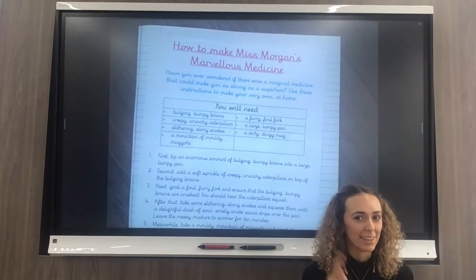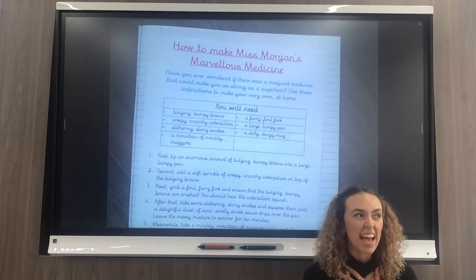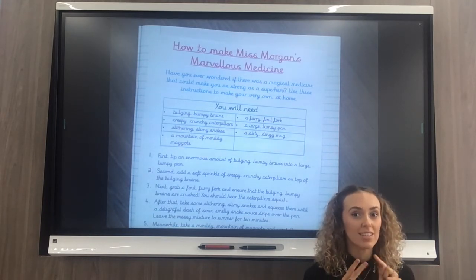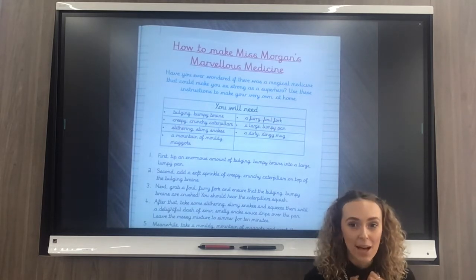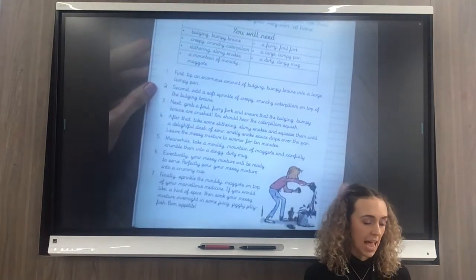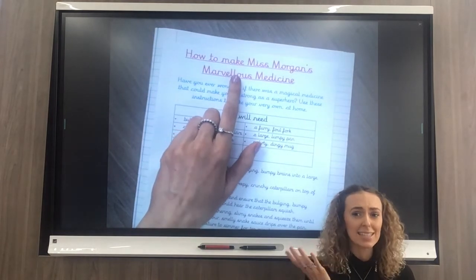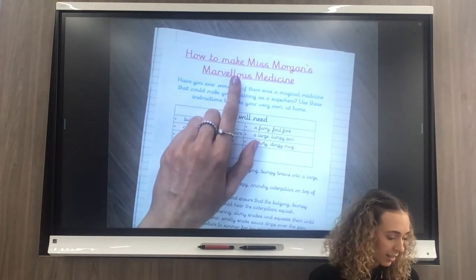Year 3, I'm a little bit ahead of you and I have written my very own instructions or recipe for my marvellous medicine, and that's what you will be doing on either Thursday or Friday. So this is going to help us to write our very own. Okay, so this is my instructions, okay? And it's got a title because I need to tell people what they are going to make.